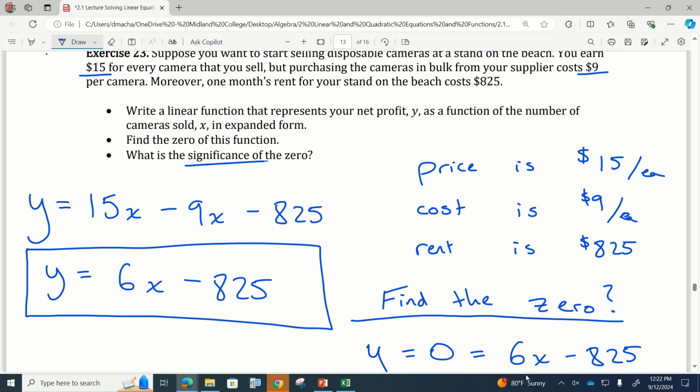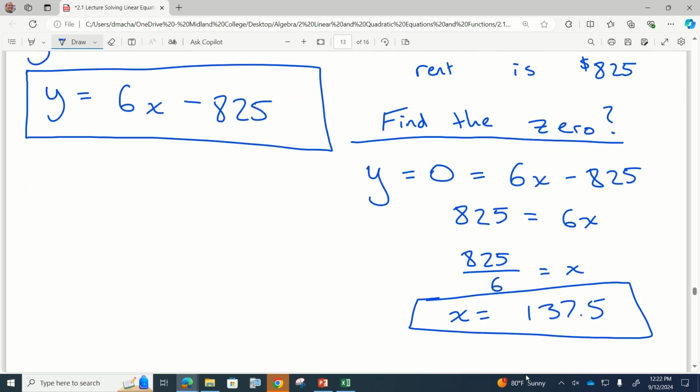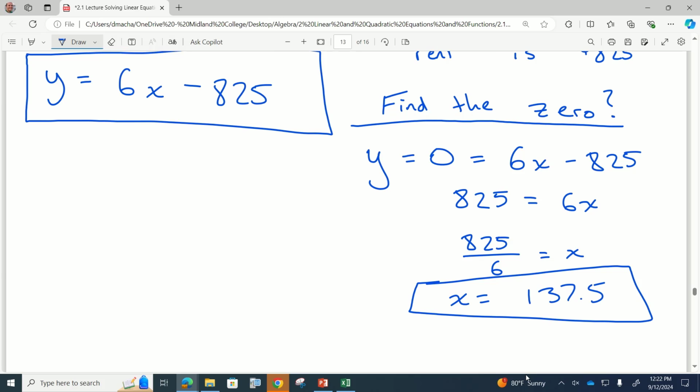And there's one more bullet point. When I ask you, what's the significance of this? What does it mean that the zero of this function is, sorry, not $137, the zero, 137.5? What does that mean? Means like you broke even on the profit.